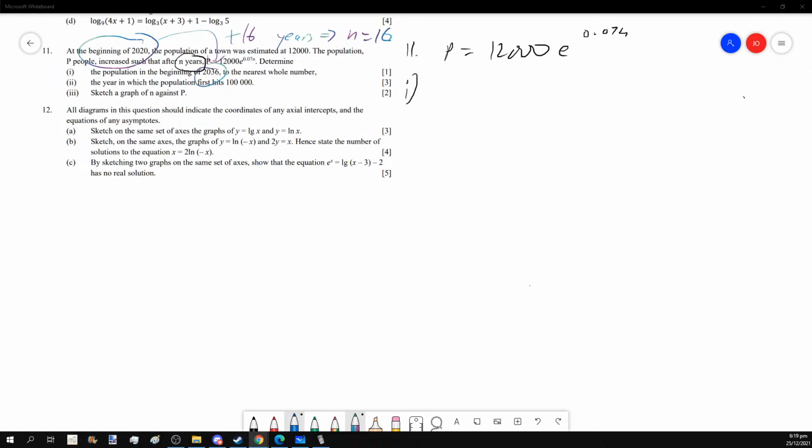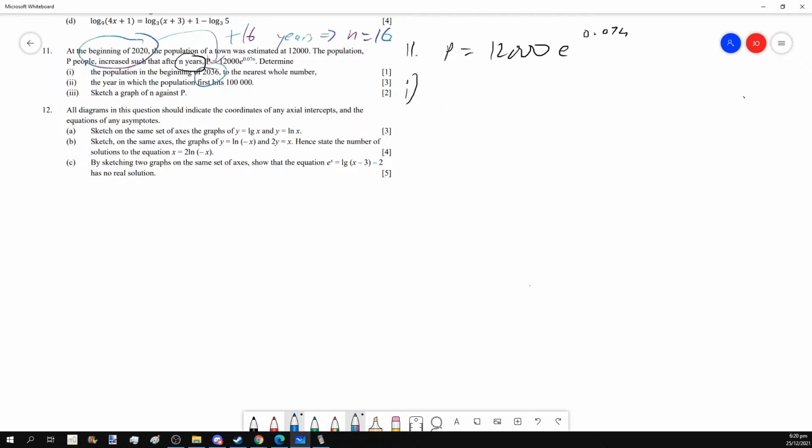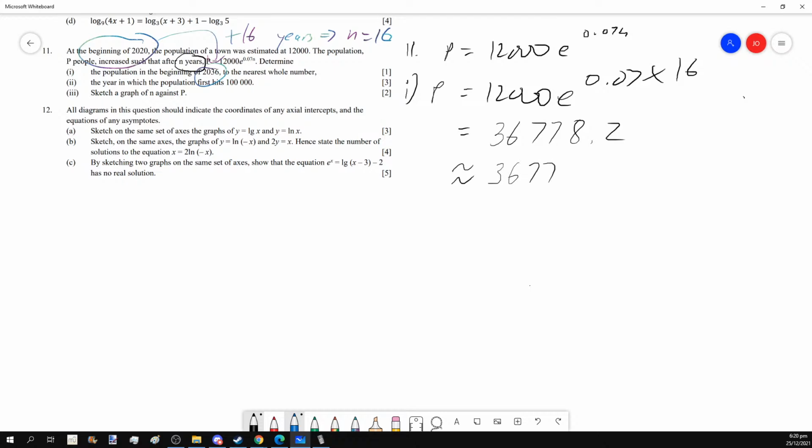Right, so n equals 16 means what? It means that we shall have population equal to 12,000 e to the power of 0.07 times 16. Now feeding this into the calculator is really simple. You should get 36778.2. From here we will go on to have 36778 people to the nearest whole number, because that is what the question asked for. Always remember, customer service, give them what they want, right?